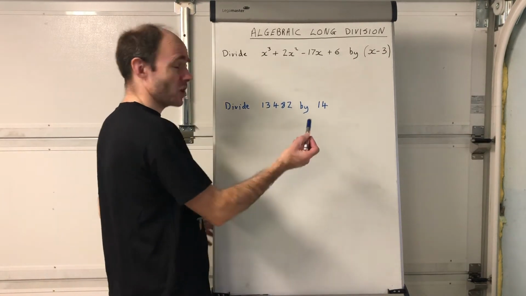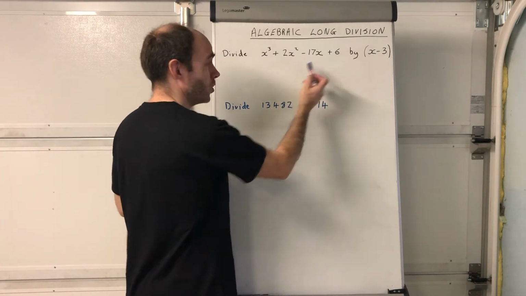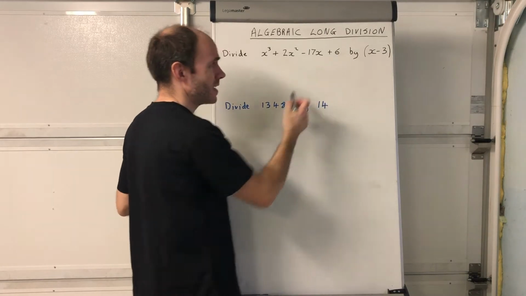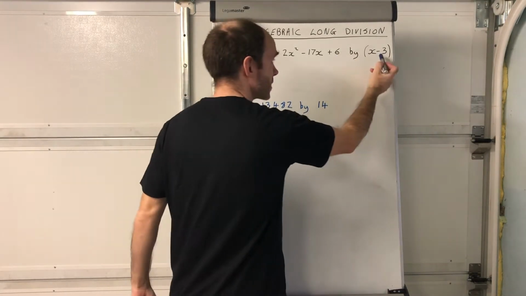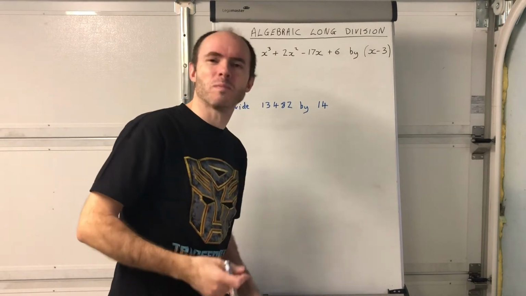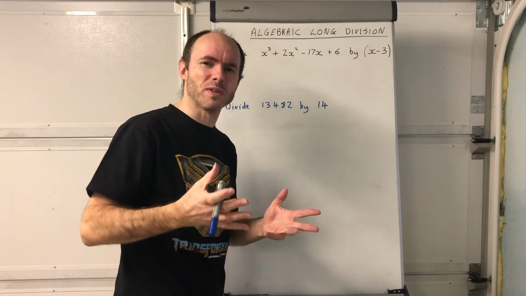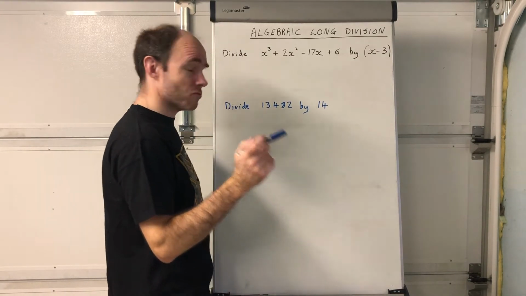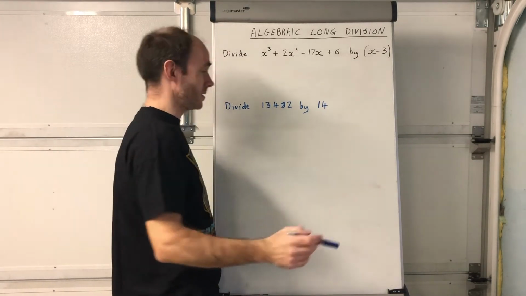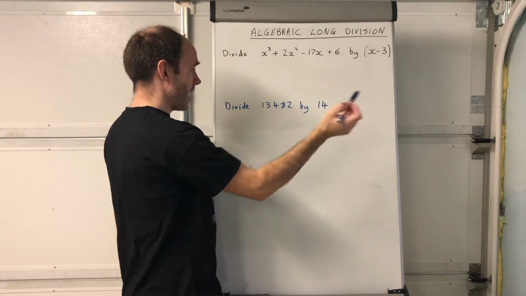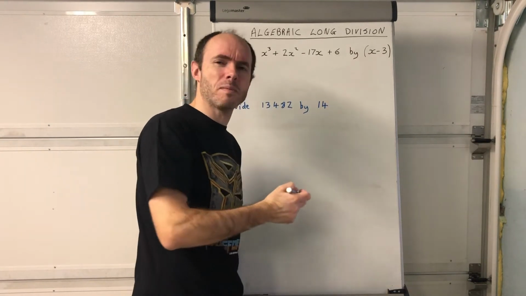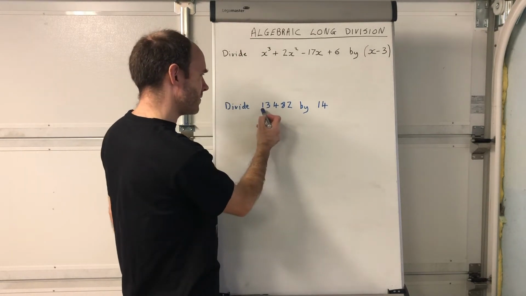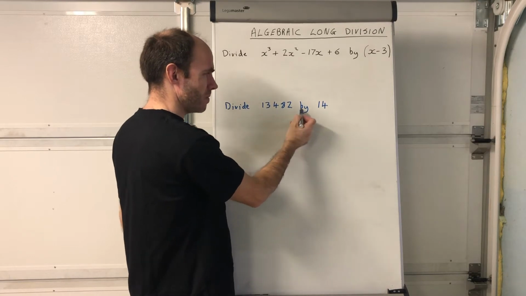So for example, you've got an algebraic expression here, or a polynomial, x cubed plus 2x squared subtract 17x plus 6, and we want to divide that by x minus 3. Why do we want to do that? Well, maybe later I'll show you, but for the moment just go with it. Sometimes you want to be able to do these things. What I'm going to do is remind you how to do it with numbers, because numbers are always easier to understand to begin with, aren't they? So I'm going to look at dividing 13,482 by 14 to begin with.